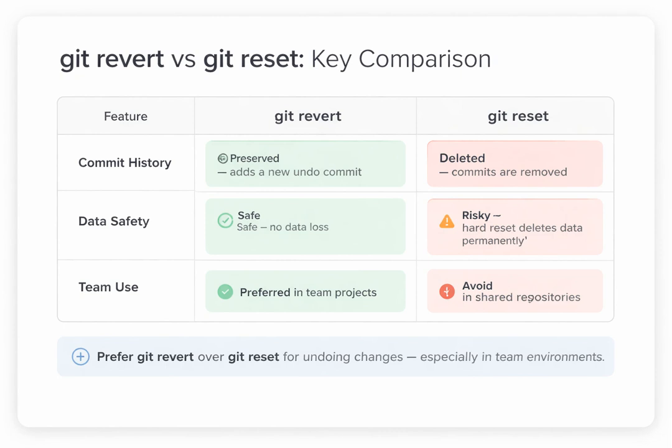Reset, especially hard reset, is destructive. It removes commits from history and can permanently delete your work. In a team setting, if you push a hard reset to a shared repository, you could overwrite your teammates' work too, which is a serious problem.